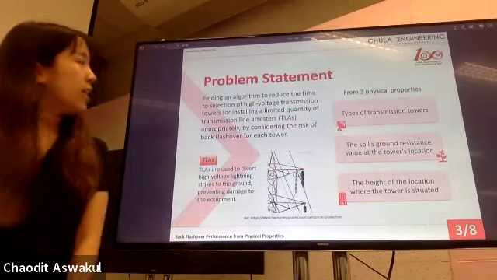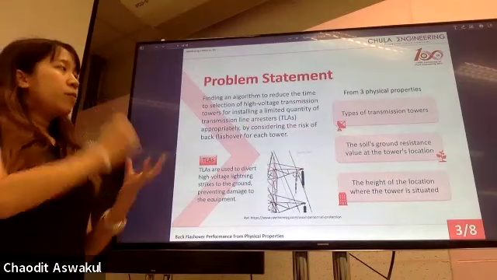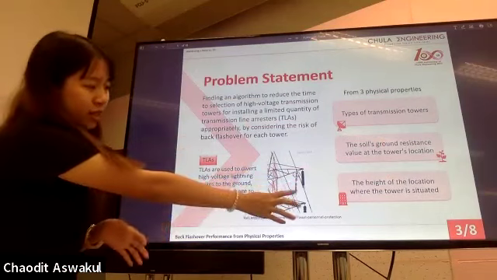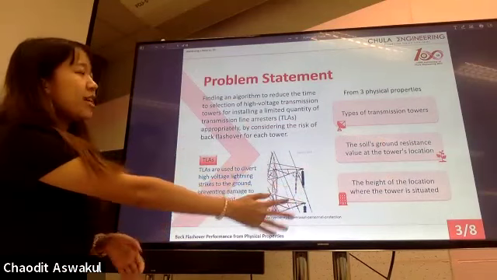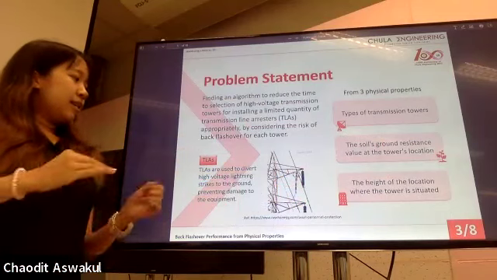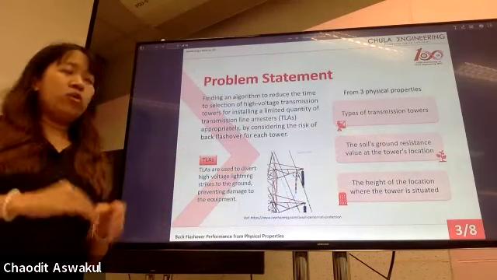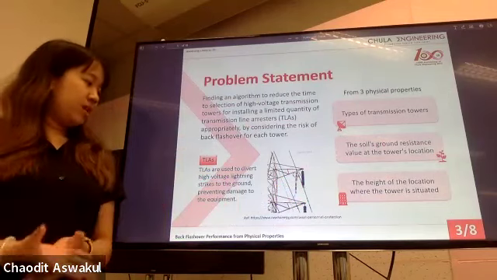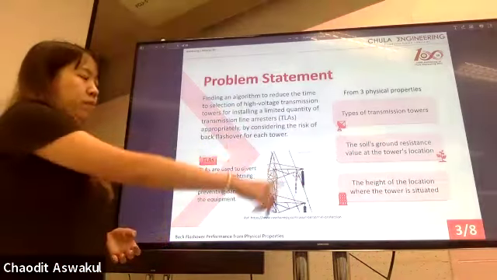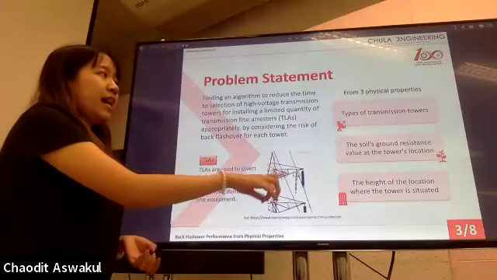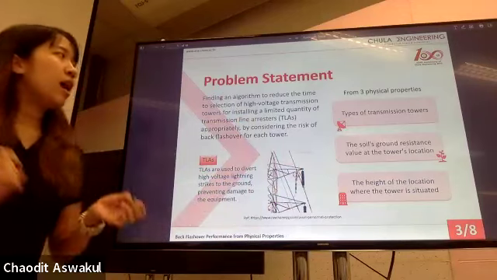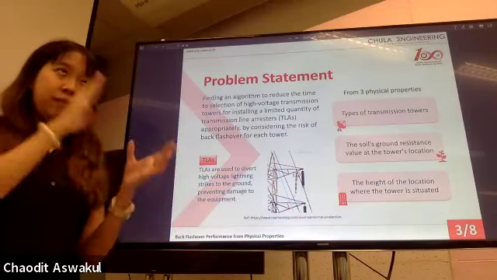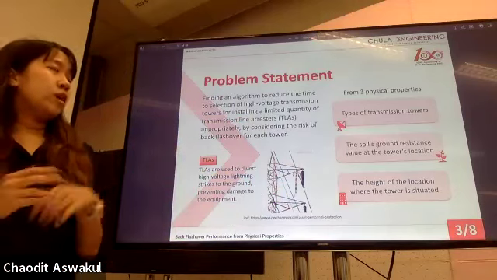So next, let's talk about the problem statement. But first, I will tell you about TLAs. This one is a TLA. TLA is a transmission line arrester, and it is used to divert high voltage lightning strikes to the ground, and it can prevent damage to equipment like transmission lines and transmission towers. But we have a limited quantity of TLAs.